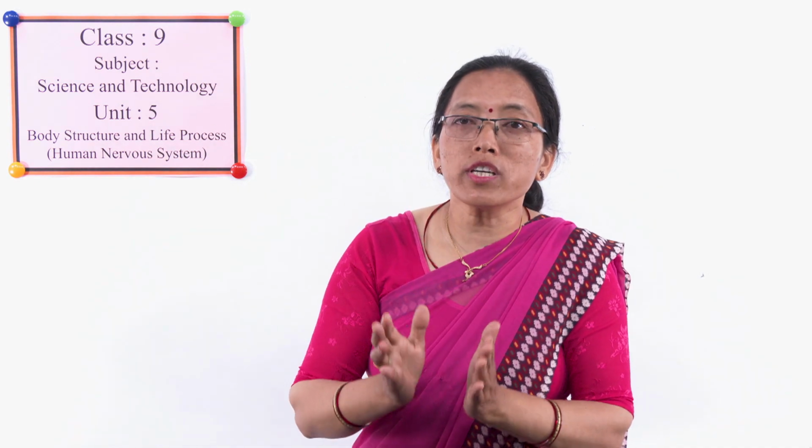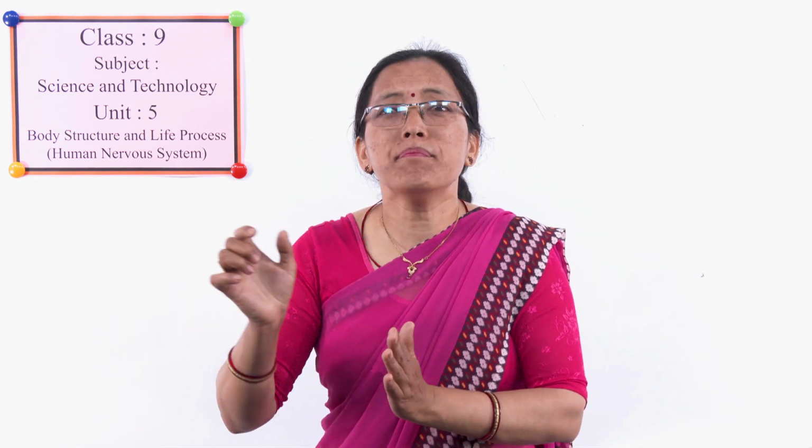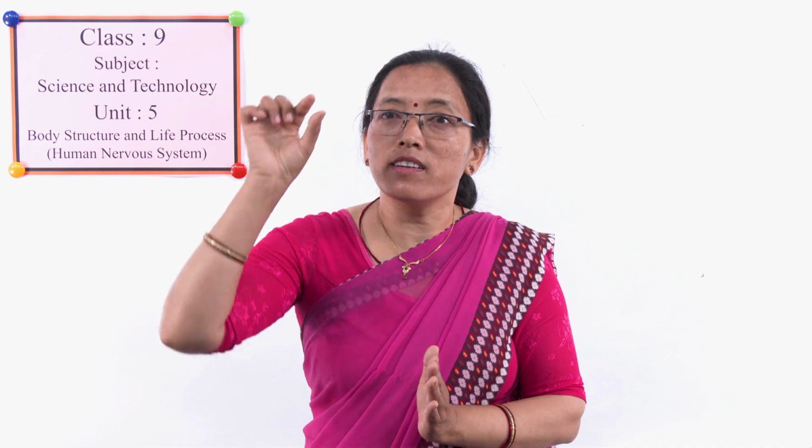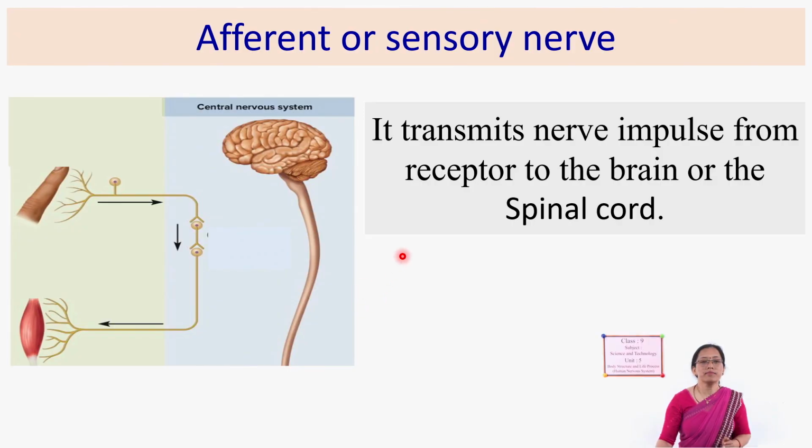So we can call those nerves or neurons which transmit the impulses or any messages, or electrical impulses, from the receptor or the affected organ to the central nervous system or spinal cord, the afferent nerve or sensory nerve. See here in this picture, from the tip of the finger, it is transmitting the impulses towards the central part of the central nervous system, either brain or spinal cord. Those are called afferent or sensory nerves.